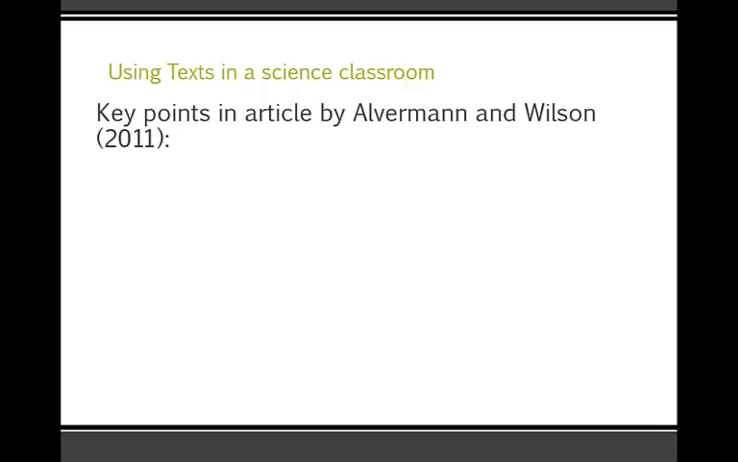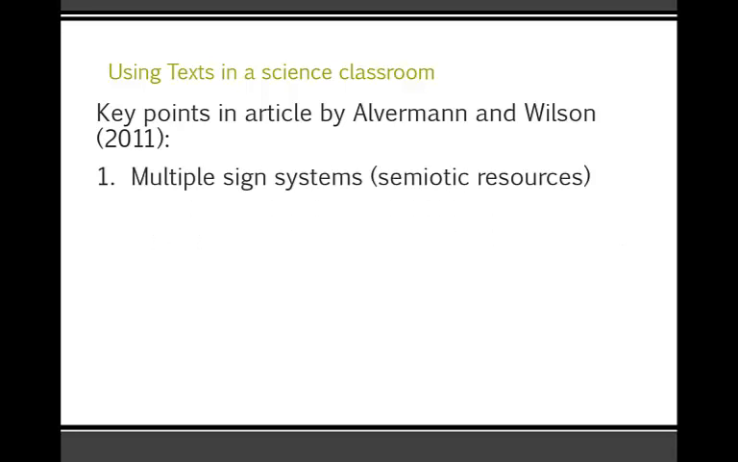So some key points that I want you to take away from the article by Alvermann and Wilson. You're going to need to read the article to really understand what these points mean, but these are some things to look for as you read it. It's a pretty dense article. So the first is this idea of multiple sign systems.